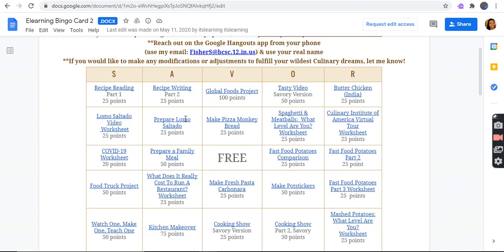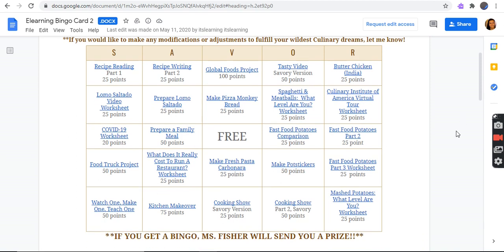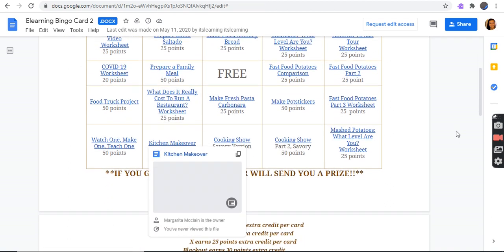Recipe reading part 1, recipe writing part 2, Global Foods Project, tasty video, buttered chicken India, lomo saltado video worksheet, prepare a lomo saltado, make pizza monkey bread, spaghetti and meatballs, level are you worksheet, Culinary Institute of America Virtual Tour Worksheet, COVID-19 Worksheet. Prepare a family meal. Fast food potatoes comparison. Fast food potatoes part 2. Food truck part 2.